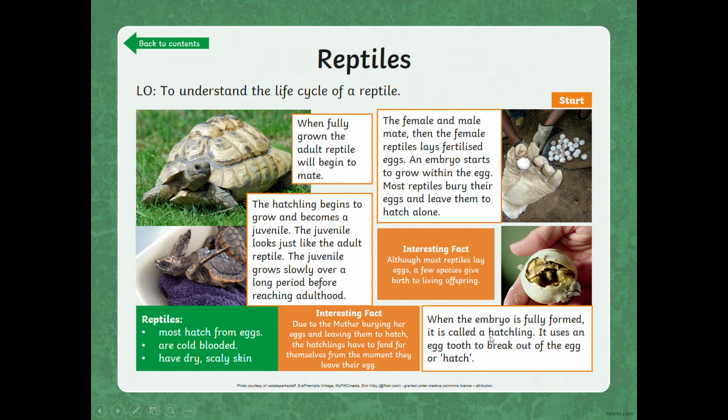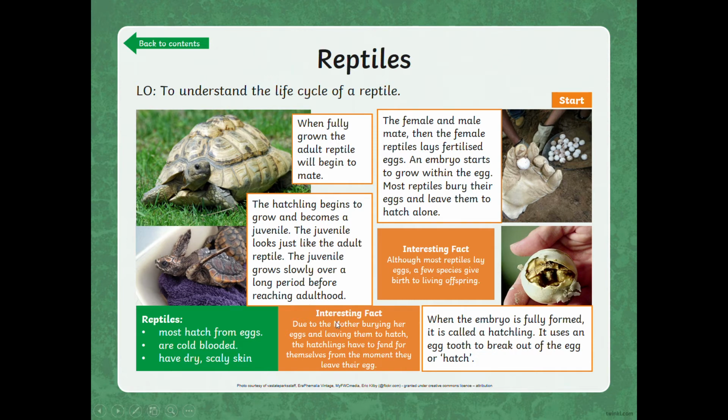So when you have the hatchling that's broken out of the egg, it begins to grow and becomes a juvenile, a young. The juvenile looks just like the adult reptile, and the juvenile grows slowly over a long period before reaching adulthood. And then finally, when we're in adulthood, the adult reptile will begin to mate.